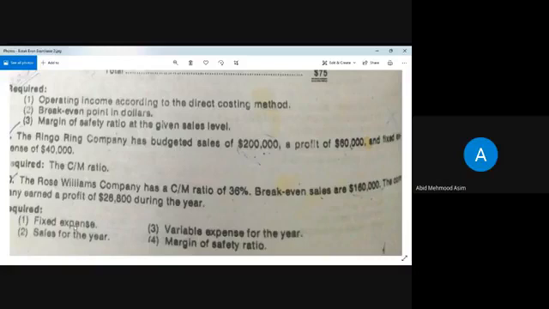2,40,000 are your actual sales that you are making when you have all this data, and when you are making 28,800 profit during the year. Your sales are 2,40,000 and your break-even sales are 1,60,000. So the third requirement is the variable expense for the year, very simple.